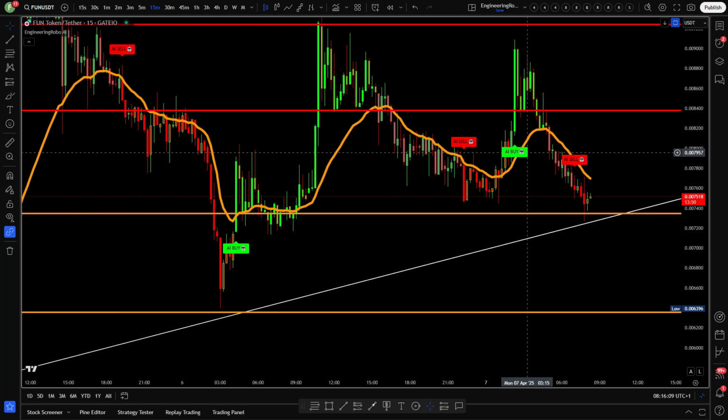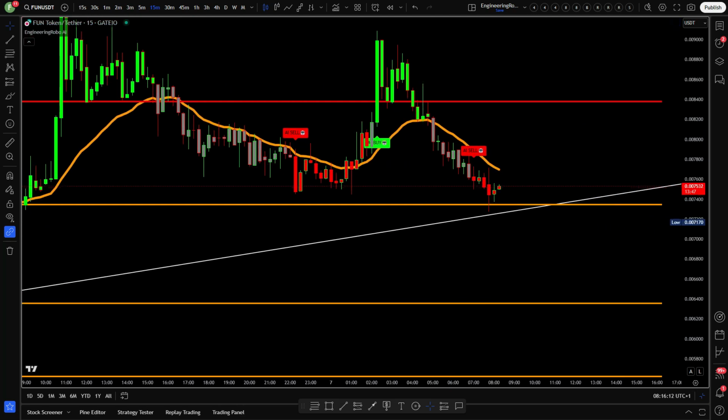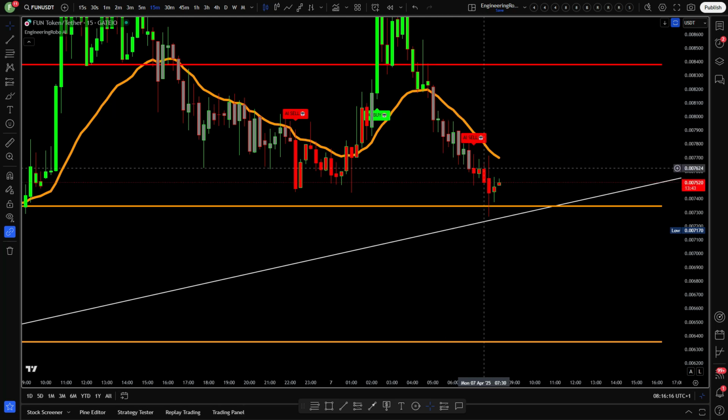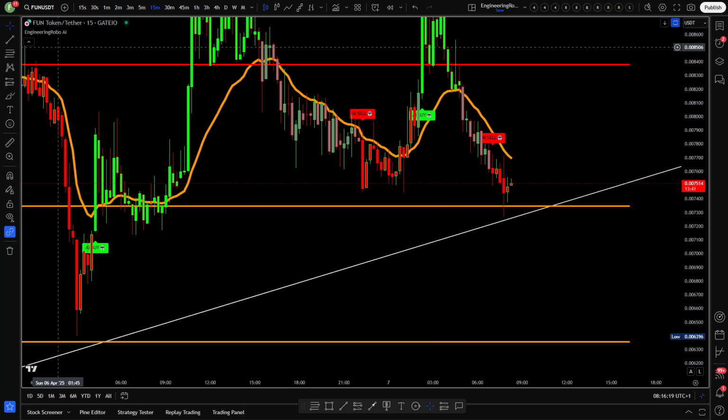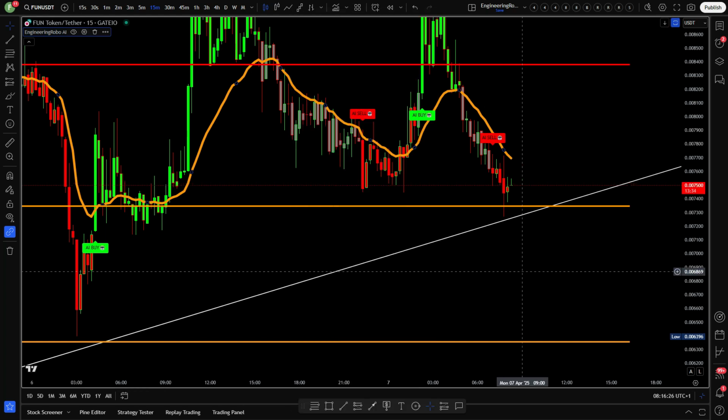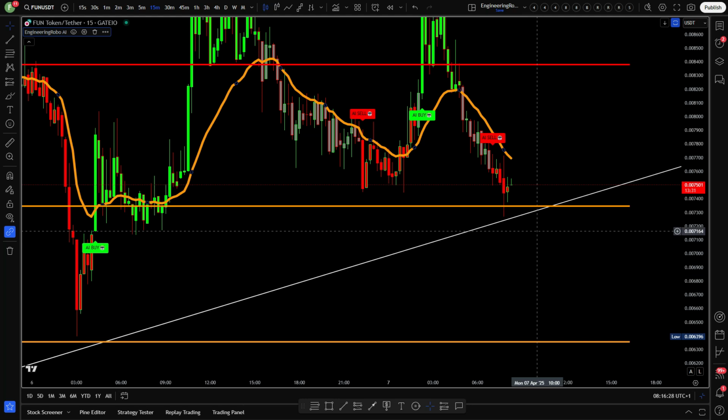So the HODL line is a mixture of different moving averages and numerous calculations, and we can see that price is actually under the HODL line. So that's another weak signal in terms of how we are looking at the fund token. With the smaller time frames becoming weaker, it could cascade to the bigger time frames also becoming weaker. So it's something to bear in mind.